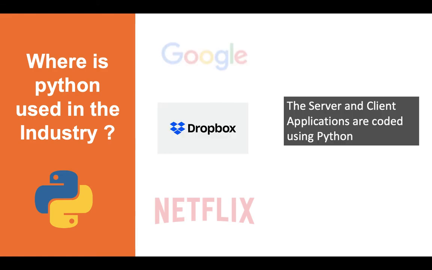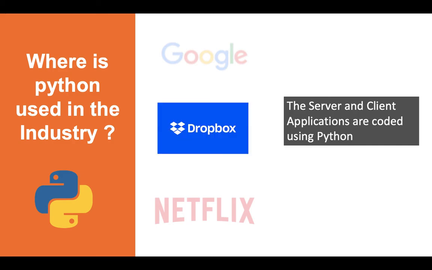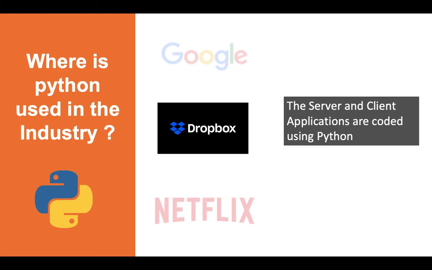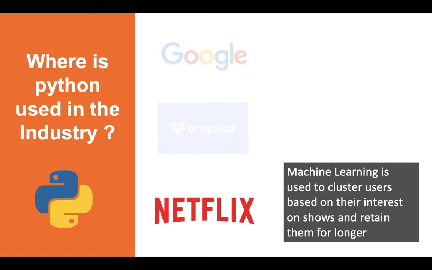Next is Dropbox. Here the server and the client applications are coded. Simple things in the IoT sector, if you have been working there, you might get it. Next is Amazon Web Services, or any such e-commerce websites or any ads.